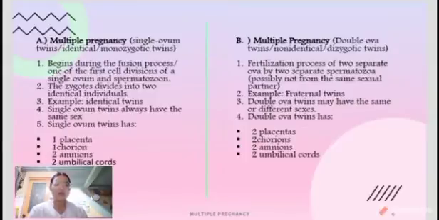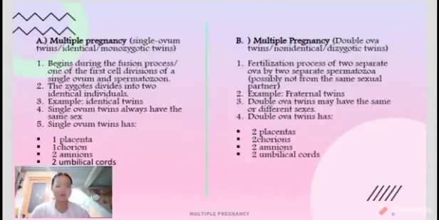The conception of identical twins comes from a single ovum that is divided into two identical entities through one of the first cell divisions after fertilization. The sexes of identical twins are always the same. Some characteristics of identical twins are having one placenta, one chorion, two amnions, and two umbilical cords.